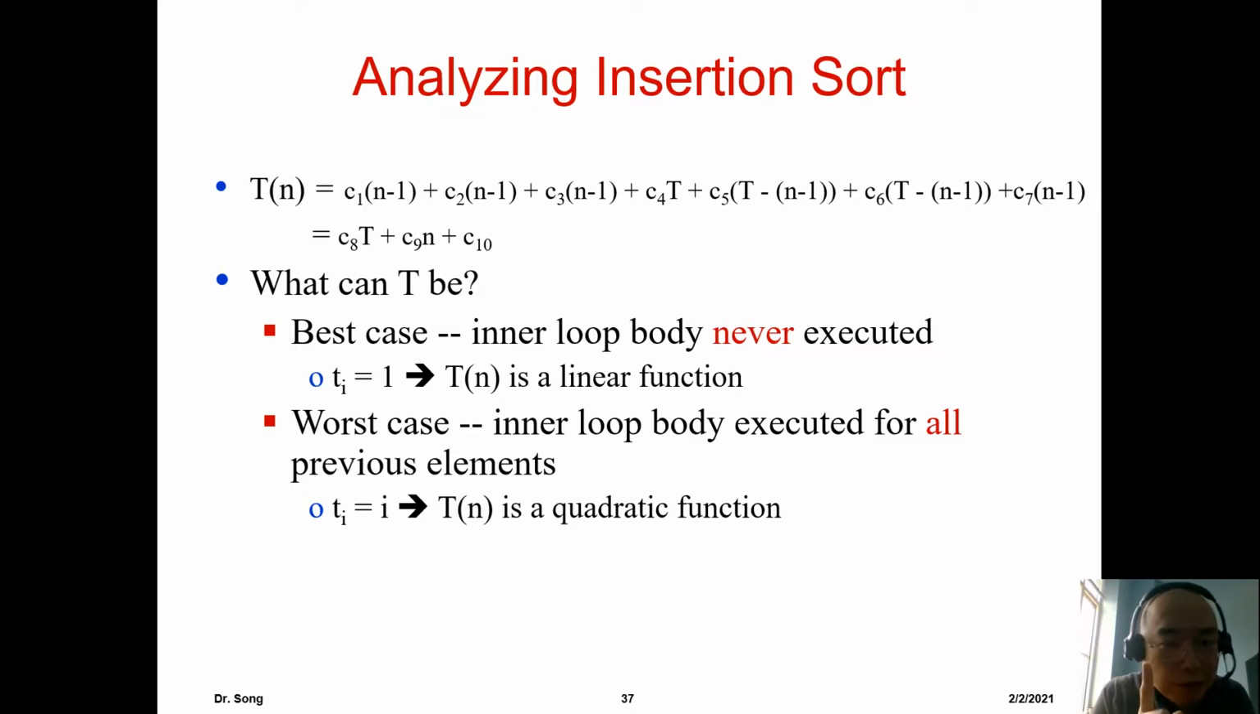So that's the difference, right? So in the best case, Tn is a linear function of n, and then in the worst case, Tn is a quadratic function to n. So that makes a difference. And what's the average case?